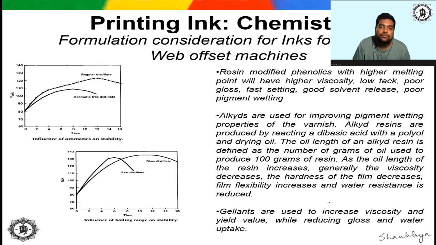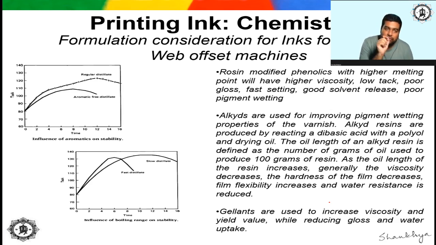Next, yes, here we study a little bit about this. What are the considerations in terms of two things? One is the hydrocarbons, I mean the distillates, as well as the alkyd. So, what is the purpose that I have given over here? See, rosin modified phenolics with higher melting point will have higher viscosity, low tack, poor gloss, fast setting, good solvent release, poor pigment wetting. Okay.